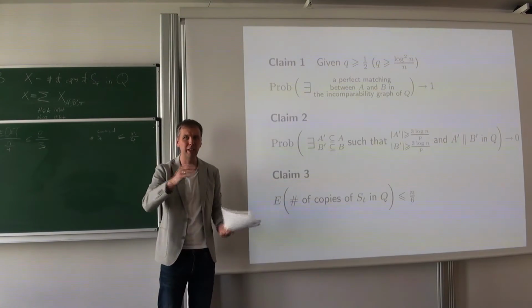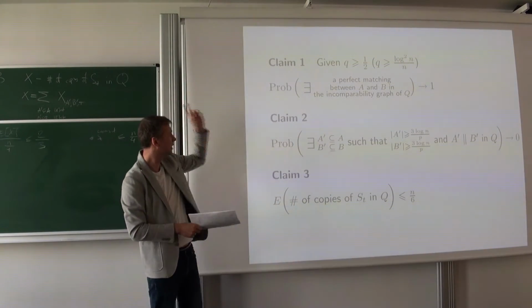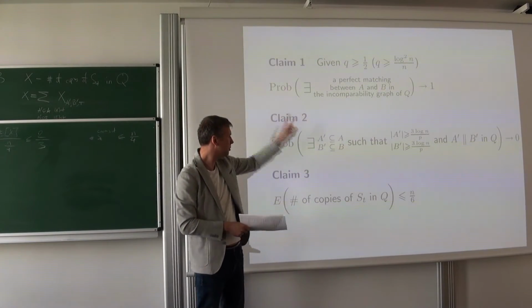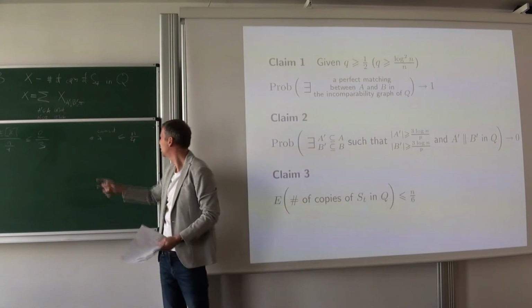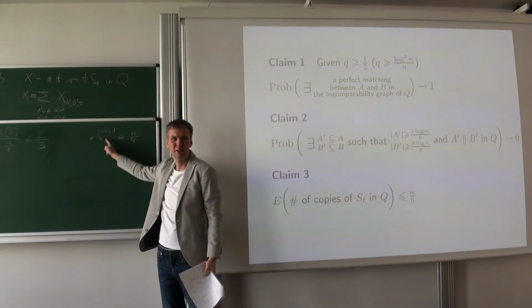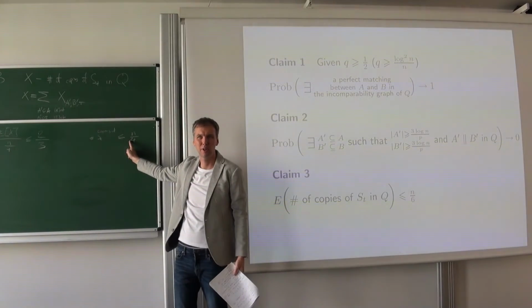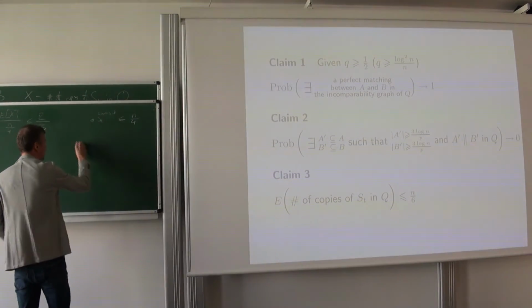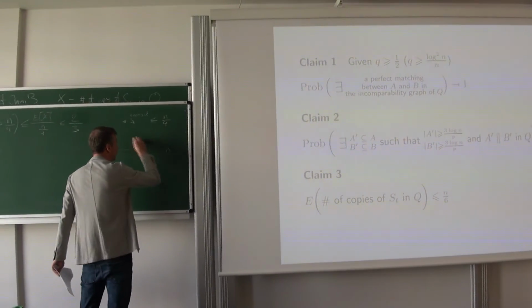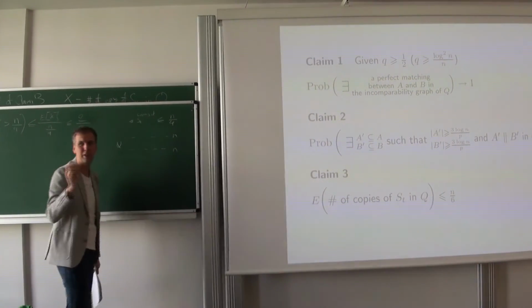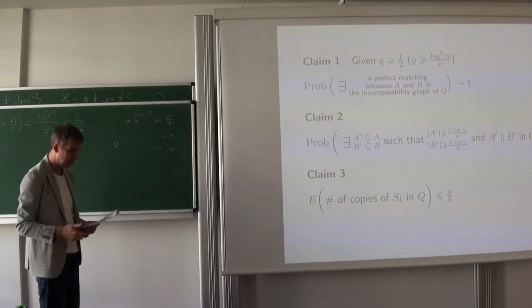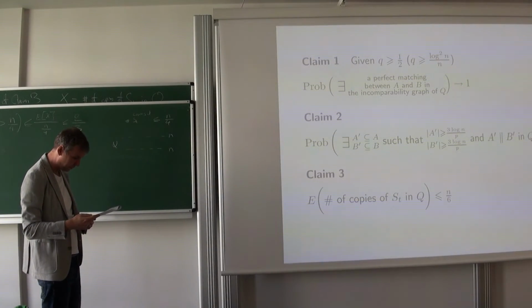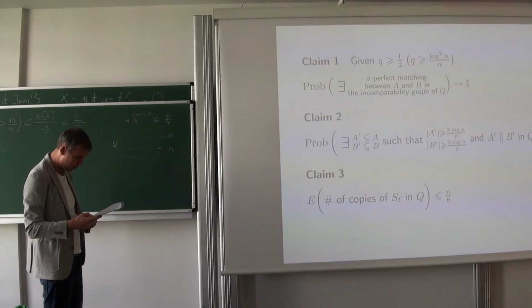So I take the poset that exists, that has this property, and the number of copies of ST is at most n/4. This poset is a result of our experiment. Let's call it Q, with n elements here and n elements here, of height 2. So what do we claim?